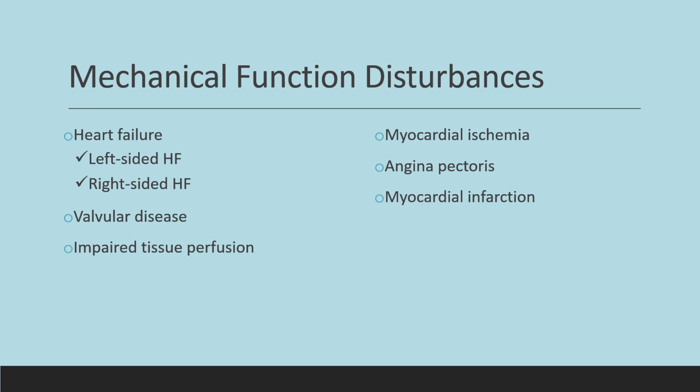Disturbances of mechanical function can lead to decreased cardiac output and altered tissue perfusion. Examples of mechanical dysfunction would be heart failure, valvular disease, and myocardial ischemia and infarction. Heart failure is the inability of the heart muscle to provide adequate cardiac output. This deprives the body of oxygen. This can affect either the left side, the right side, or both sides of the heart.